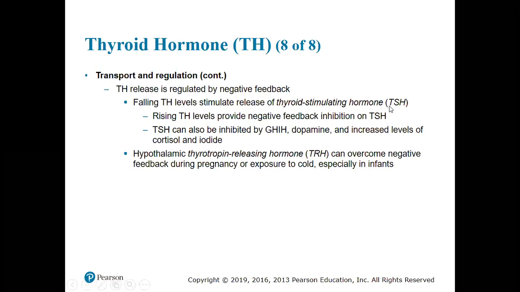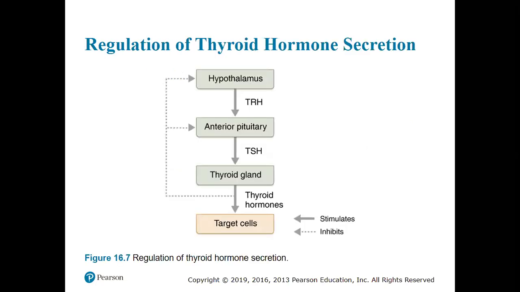Well, also the thyroid stimulating hormone can be inhibited by GHIH, which we just talked about, somatostatin, dopamine, and increased levels of cortisol and iodine. Now, what about the hypothalamic thyrotropin releasing hormone? This comes back again into negative feedback, and it can overcome it. It can overcome negative feedback during pregnancies or exposure to cold, or especially in infants. These are just some little tips here.